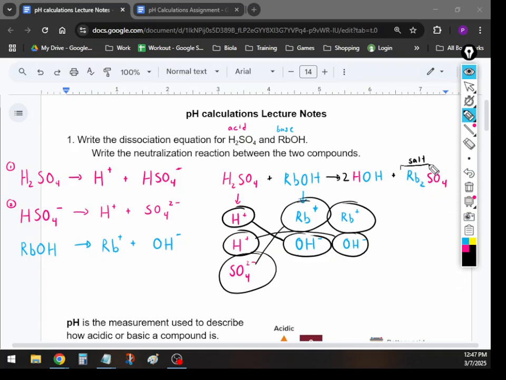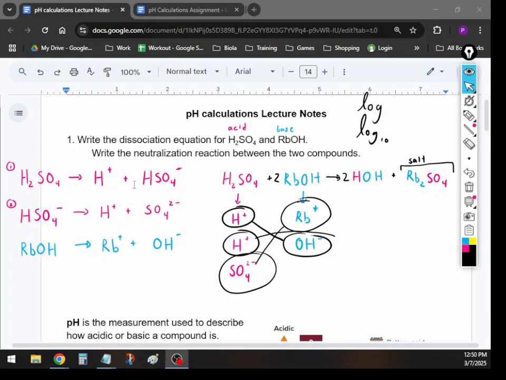Okay, so that's the real skill of these neutralization reactions. You want to get very comfortable figuring out what salt you're going to make, because the acid, base, and water is pretty easy. It's always the acid plus the base, and then this right here. And then don't forget the 2 right here, because we added another RbOH. Is that what you were going to ask me? Yeah, thanks for pointing that out.